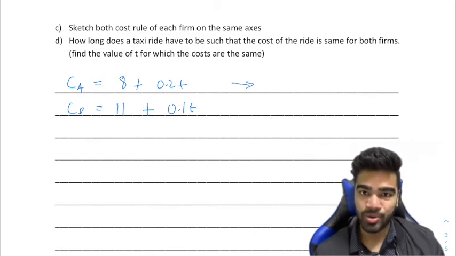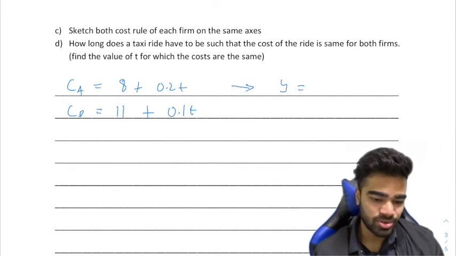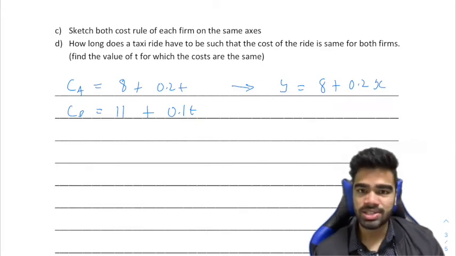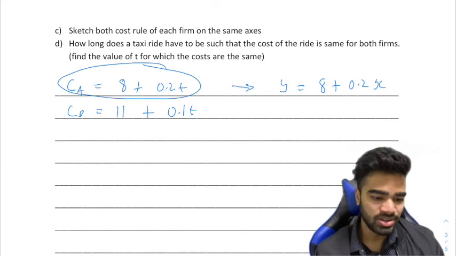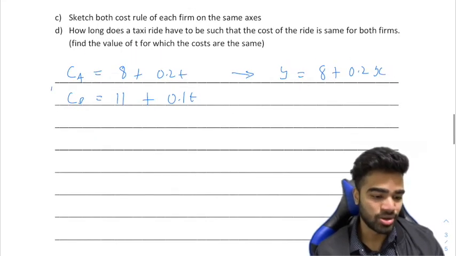If you want, I'm not going to do it, but you can change the variables to y and x if you're more comfortable. So for example, I would do y is equal to 8 plus 0.2x. I think you're more familiar with sketching that. But at this point, we need to start getting used to sketching with other variables than just y and x. So we're going to do it. I'm going to use these two.